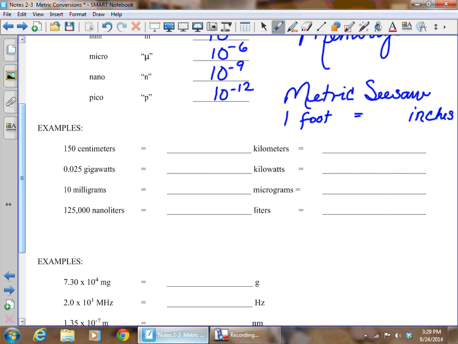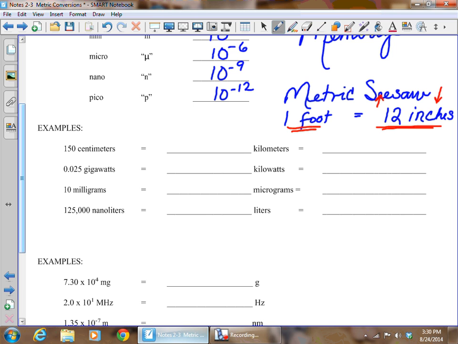If I have 1 foot, when I go from foot to inch, foot is a bigger unit than inch. So would you agree that when I move from foot to inches, my unit gets smaller? Well, if my unit gets smaller, then my number has to get bigger, the metric seesaw. In order for the foot and inch values to be equivalent, when the unit gets smaller, the number has to get bigger. And as you know, 1 foot is equal to 12 inches. So I went from 1 to 12, got bigger in the number value, but foot to inch got smaller in the unit value.